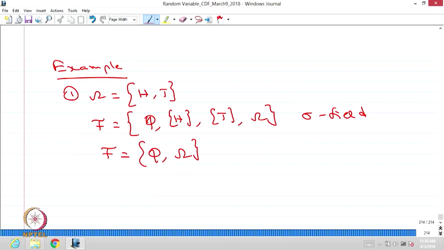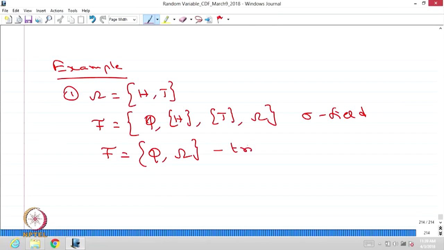This also satisfies all three conditions of a sigma field, because omega is one of the elements, the complement of the empty set and the whole set is there, and the union also belongs to the collection. Therefore, this is also a sigma field. This is called a trivial sigma field. For any omega, you can always make a sigma field consisting of the empty set and the whole set. That's a trivial sigma field.